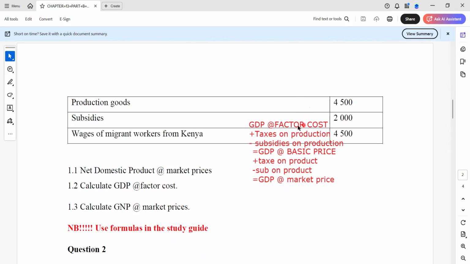We're still going to add them. So we're going to add this one, right? And then for tax, we're going to subtract tax because now we are moving from GDP at market price to GDP at factor cost, right? Because we added the taxes when we were going down to get GDP at market price. Now because we're going up, we're going to separate the tax, right?